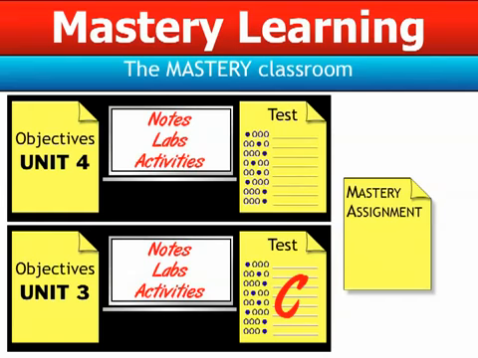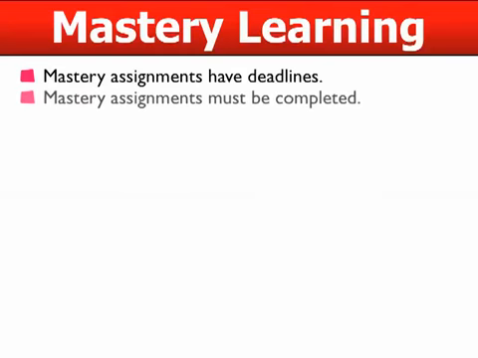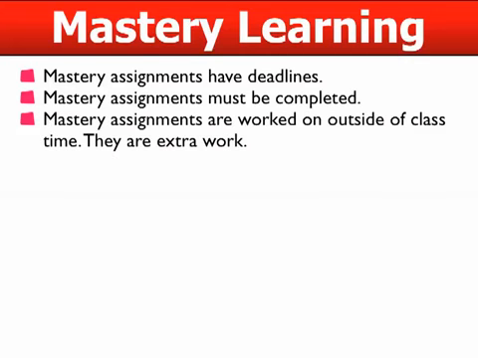Alright, so let's recap everything that's going on with Mastery Learning in my class. The Mastery assignments have deadlines. The Mastery assignments must be completed, not just attempted, which means students need to get help either from me or from someone else, but it's got to be completed. When they turn them in, that's when they'll see all the answers and they check them on their own. I don't go through and give them a whole lot of feedback. It's up to them to do all that process and take the ownership of what's going on. Mastery assignments are worked on outside of class time. They're extra work. It's not part of something that happens in the class.